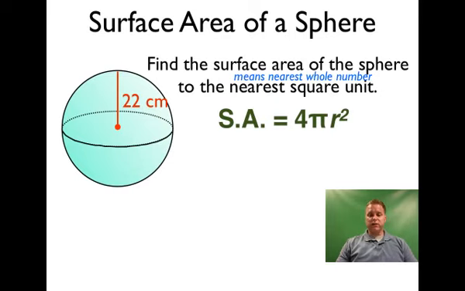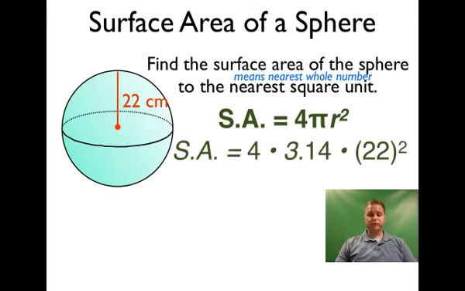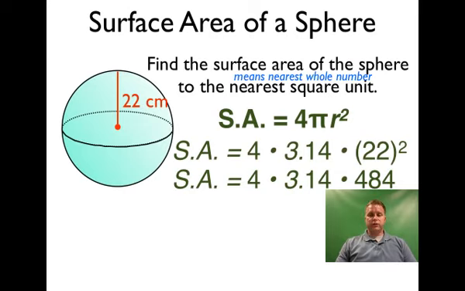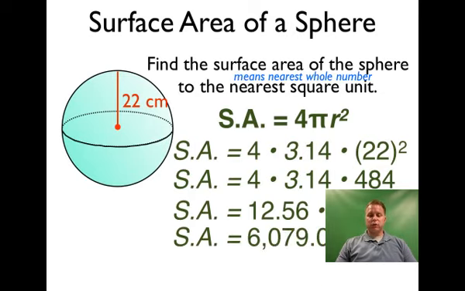If it goes through the center to the other side, then that's the diameter, and we need to cut it in half. So we have 4 times 3.14 times 22 to the second power, and 22 to the second power is 484. 4 times 3.14 is 12.56. Times that by 484, you get 6,079 and 4/100 square centimeters. Rounding that to the nearest whole number, it's going to be 6,079.